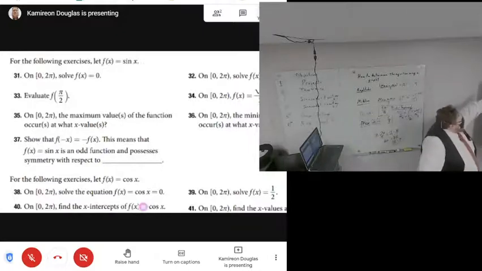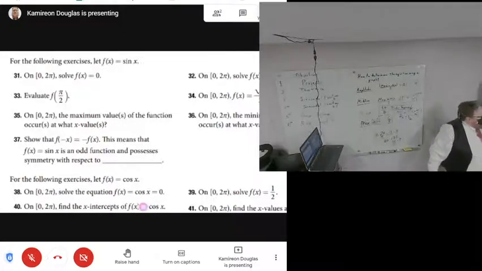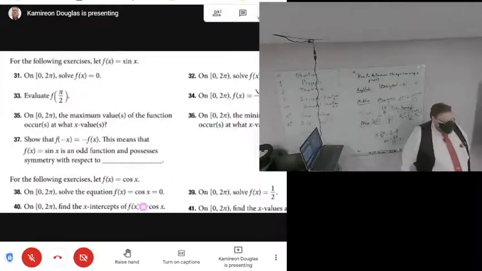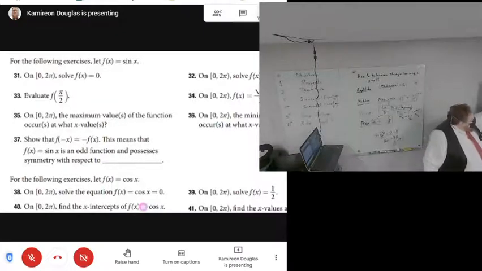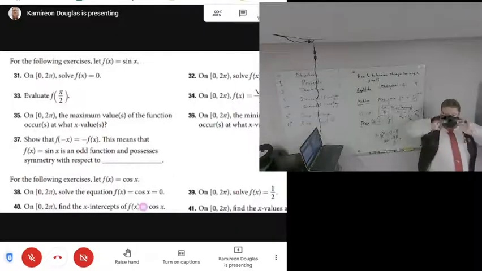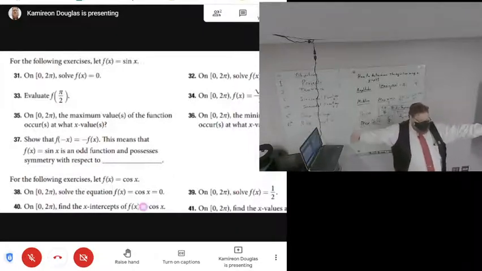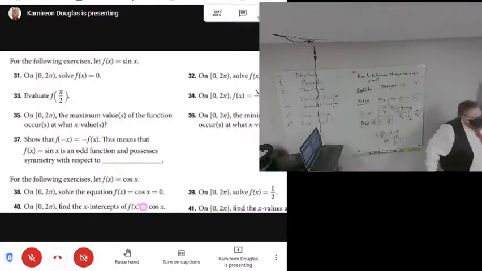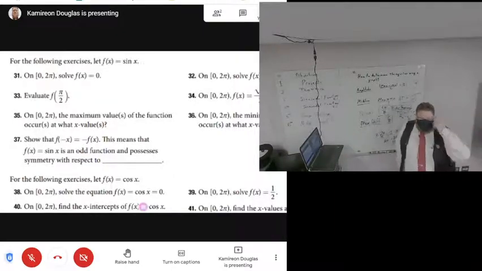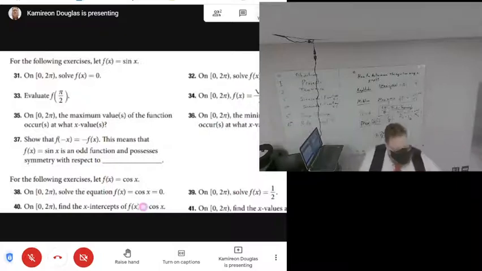Number 31 asks, for the following exercises, let f of x equal sine of x. What does that mean? On this interval specifically, because remember, there are as many intervals as you want in this function since it repeats itself. Solve for f of x equals 0. But think algebraically. What does it mean when a function is equal to 0? The y value is 0.